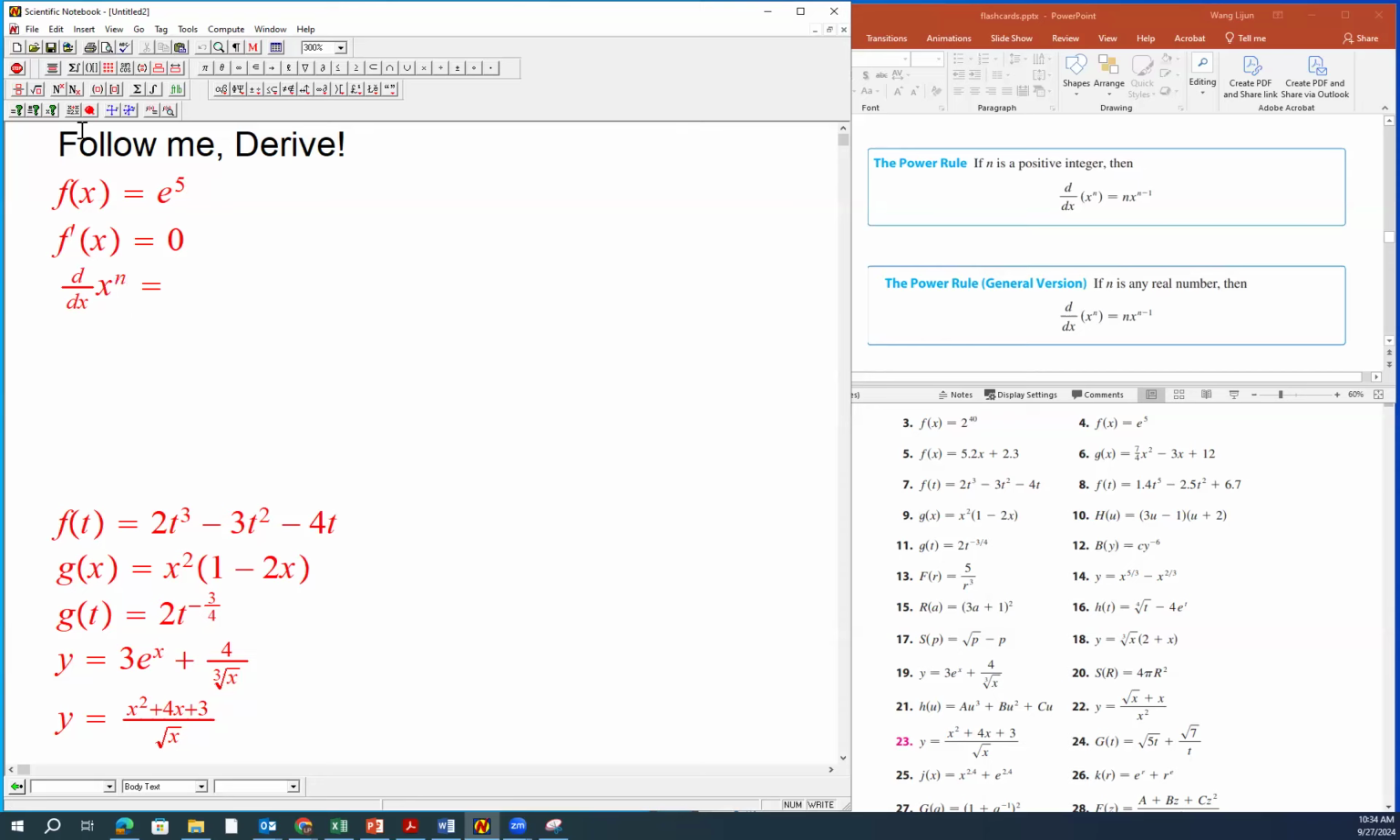I'll make some more rows. I probably should make another column. Insert another column. So when we apply this power rule, it applies for different n values. And in this situation, you need to understand that the base is what is being differentiated with respect to.